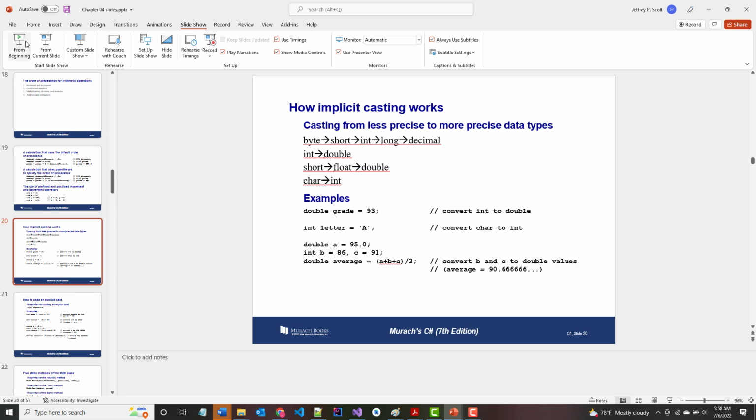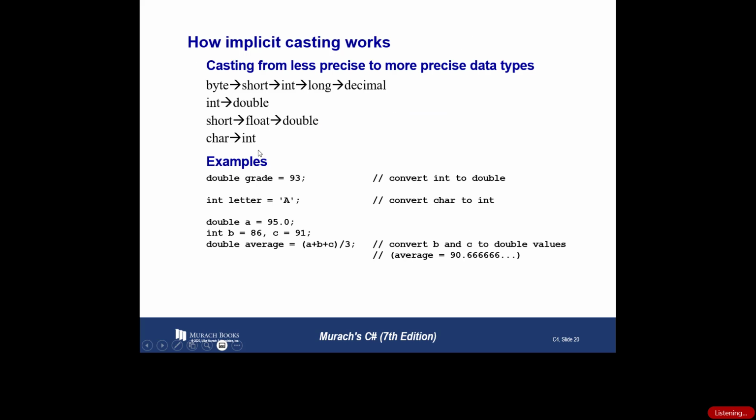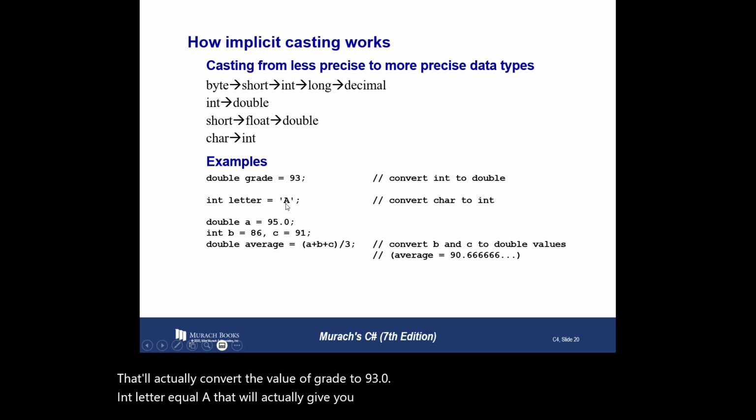So they show an example. I guess I should have just used the one that was in the book. But notice they've got double grade equals 93. That'll convert the value of grade to 93.0. Int letter equals A will probably give you the ASCII equivalent of A. Double A equals 95, etc. So you've got these 3 values. Since 1 is a double, this should work. But if all 3 of these had been ints, you probably wouldn't get the result that you want.